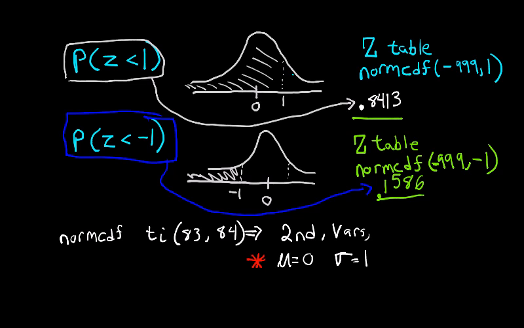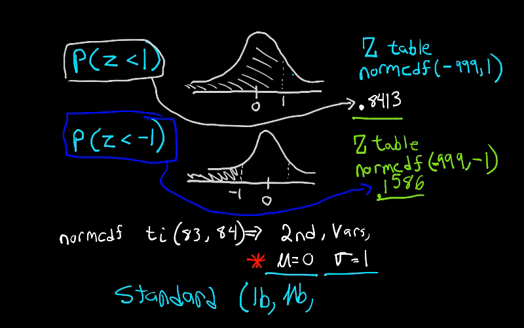Sometimes, for those of you who have 84s, it'll ask you, okay, what's your mu and what's your sigma? Well, the mu is 0 and the sigma is 1. And that's just because that is the standard for a z distribution. So you get a lower bound, upper bound, the mean of the distribution, and the standard deviation of that distribution.